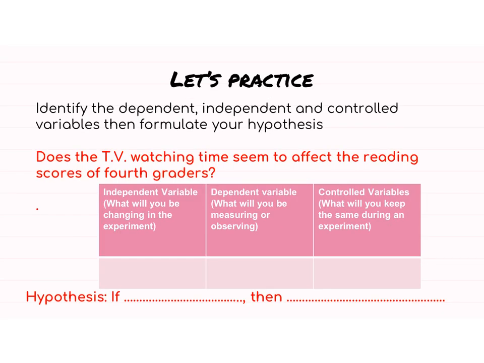Now, try to assess yourself whether you are able to write your own hypothesis. So, please, on your copybooks, write the given case. Does the TV watching time seem to affect the reading scores of the fourth graders? Identify in this case the independent variable, the dependent variable, the controlled variables, and then write the given hypothesis on the copybook. Keep in mind, a hypothesis is a prediction. So it's not necessary for your hypothesis to be a correct one. It's a prediction. So make your own predictions, but follow the given form that we learned about before.